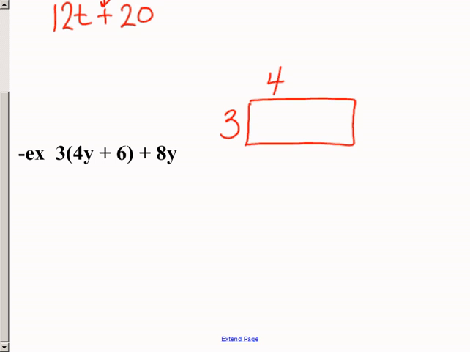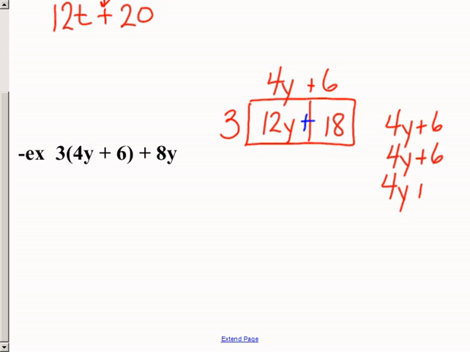3 times 4y plus 6. 3 times 4y is 12y, and 3 times 6 is 18, and we keep the addition symbol. We can also look at that as doing 4y plus 6, 4y plus 6, 4y plus 6, and we're putting that all together. We've done the 4y plus 6 1, 2, 3 times. So 6, 6, and 6 makes 18. 4y, 4y, and 4y makes 12y. And again, these are all addition, so we keep the addition symbol.